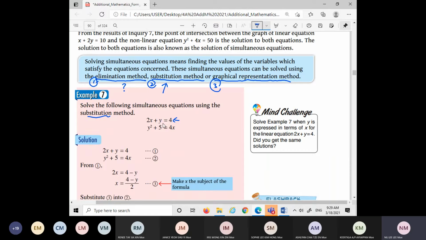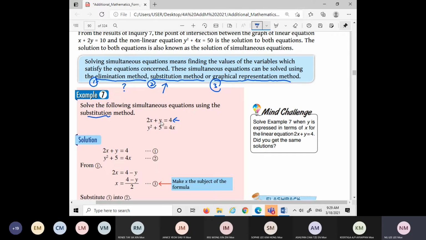If you express y as the subject, then you have to express y in terms of x. If you express x as the subject, then you express x in terms of y. For this example, they express x in terms of y, so they make x the subject. You can also make y the subject.